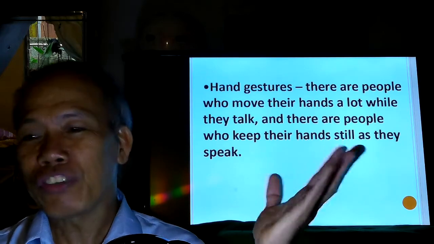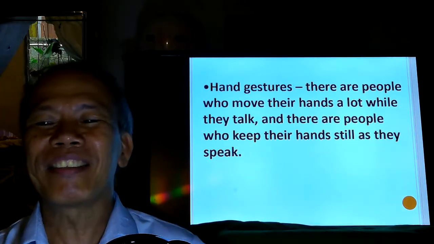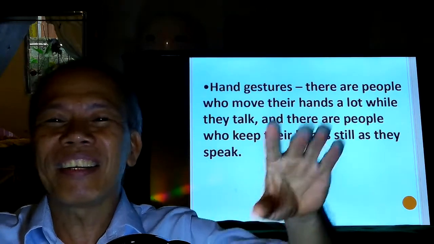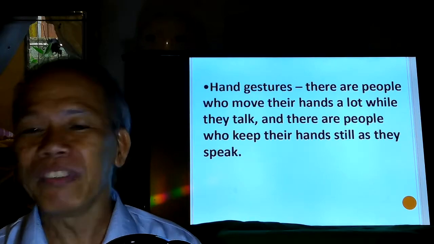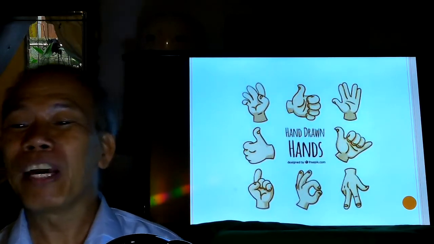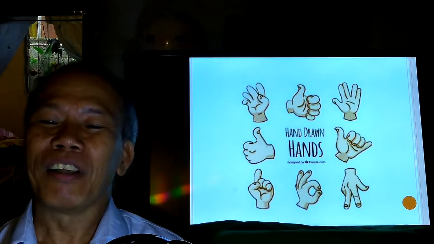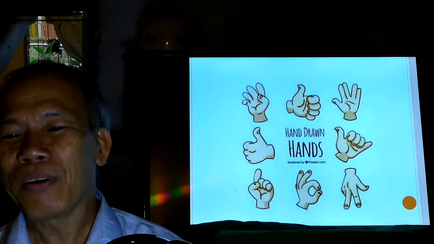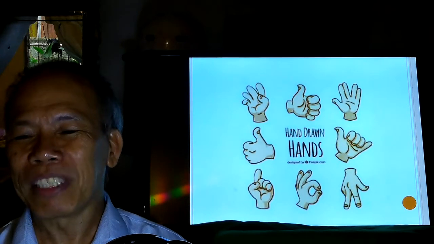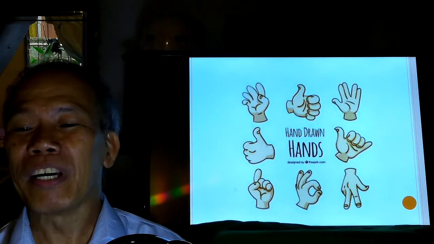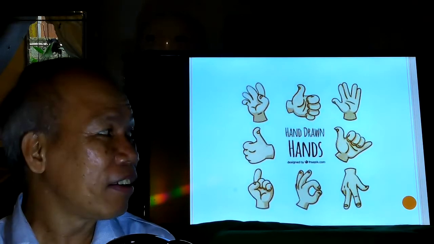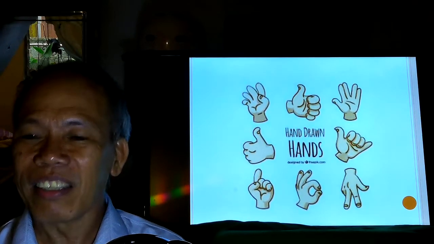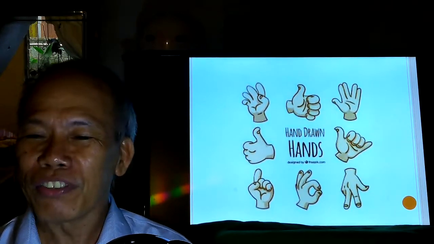We also have the hand gestures. There are people who move their hands a lot while they talk, and there are people who keep their hands still as they speak. It's not moving. So we have here the hand-drawn hands. Do you understand how these are interpreted? We have 8 hand gestures and signals that speak on something.